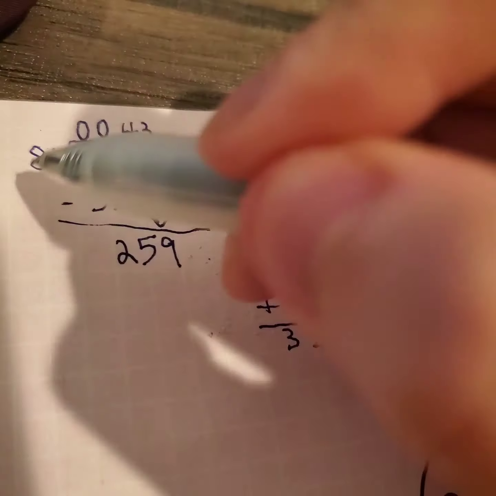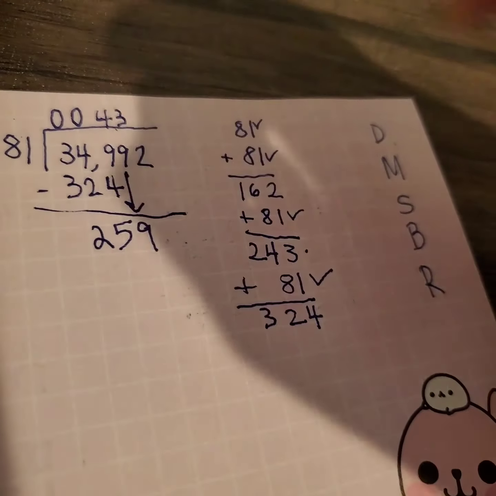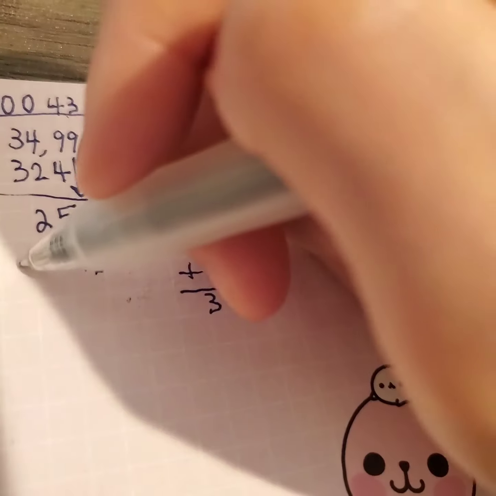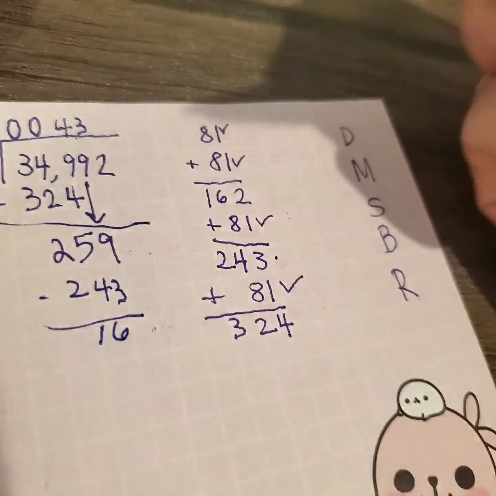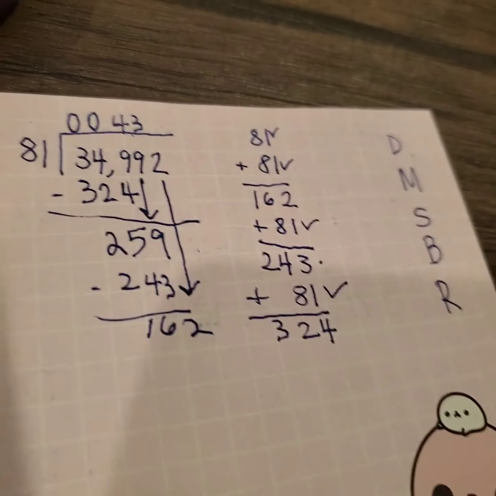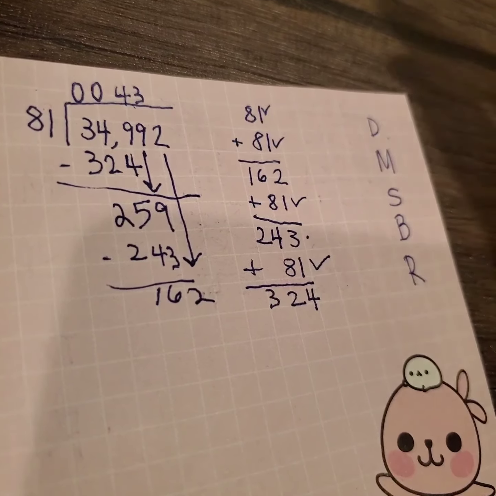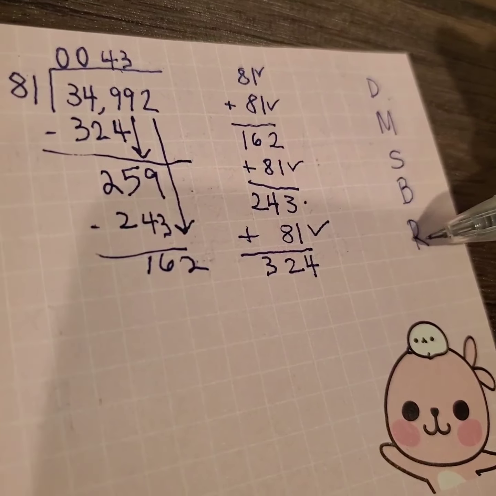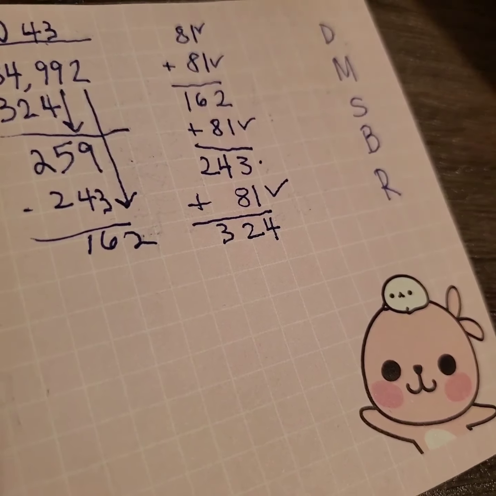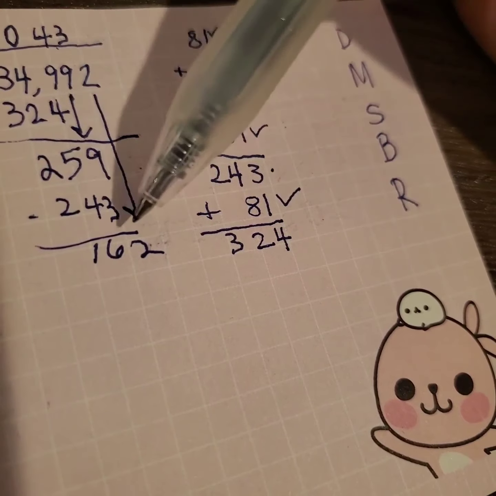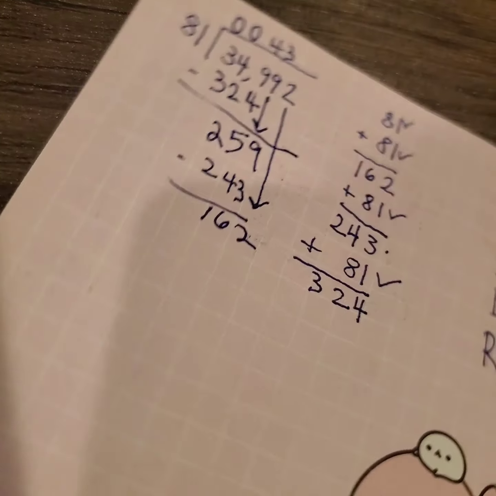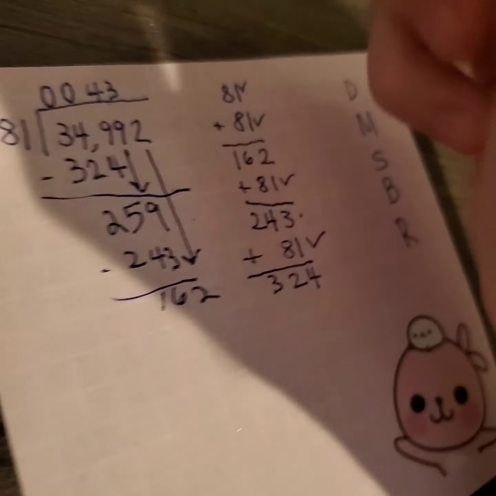Next, I multiply 81 times 3. I already found that is 243. Again, next step is to subtract. I subtract to get 16. And finally, I bring down my last digit, 162. I'm almost at the end. I already brought down, so I'm going to repeat one last time, going back to the first step, asking myself how many times 81 goes into 162. I found here 81 goes into 162 exactly 2 times.